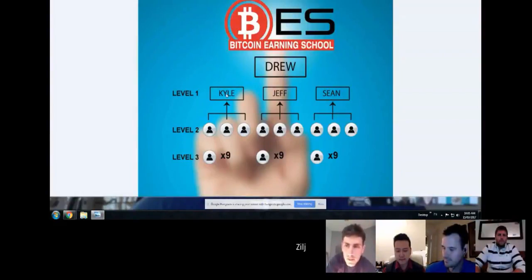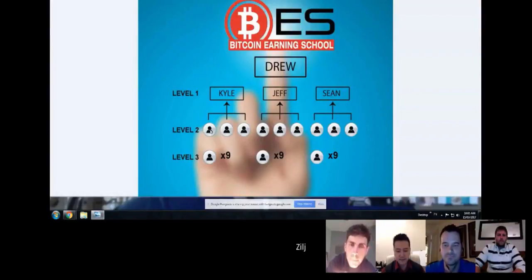He's eligible for level 2 payments. Now, what that means is Drew here will also be upgraded to level 2. And when Kyle's level 1 referrals get their 3, each one of these people are going to upgrade to level 2 as well.